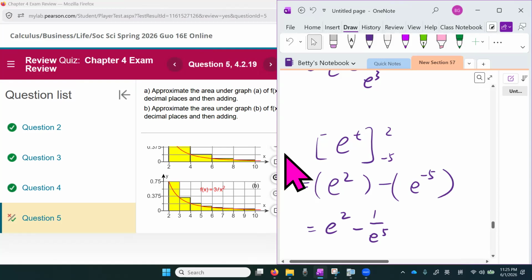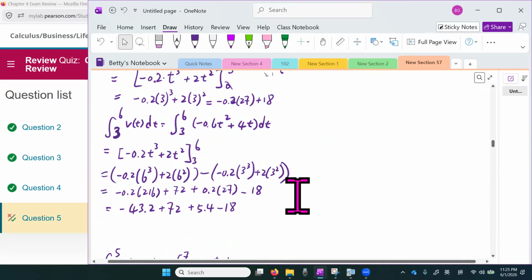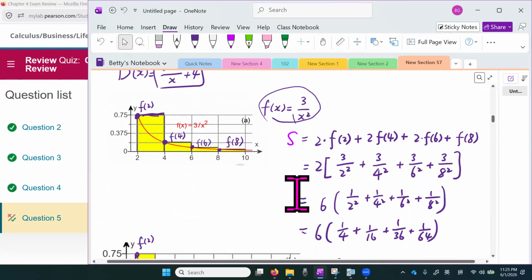2, 4, 6, 8, four rectangles. The base is 2: 2, 2, 2, 2, no problem. The height is f of 2, f of 4, f of 6, f of 8, no problem. And bring 3 out, we have 6. And so 1 over 2 squared, 1 over 4 squared, 1 over 6 squared, 1 over 8 squared. What's wrong with that?